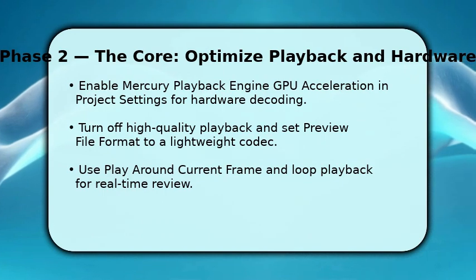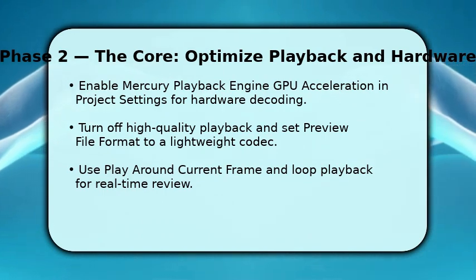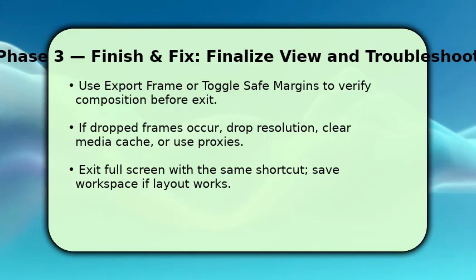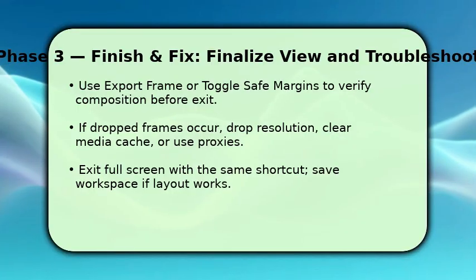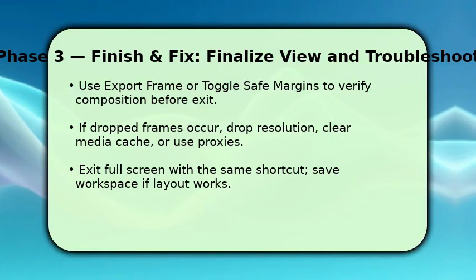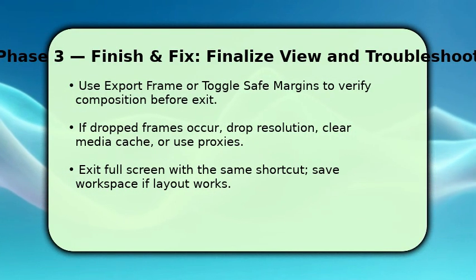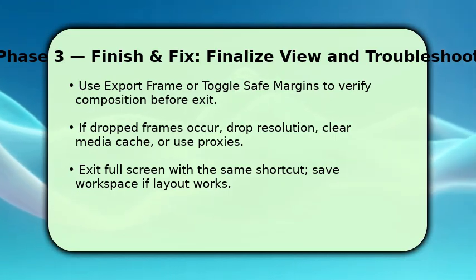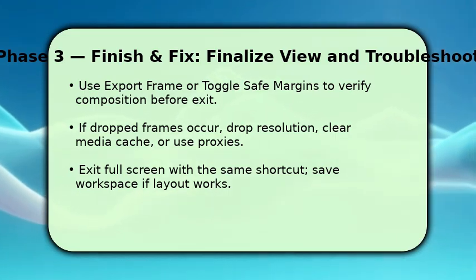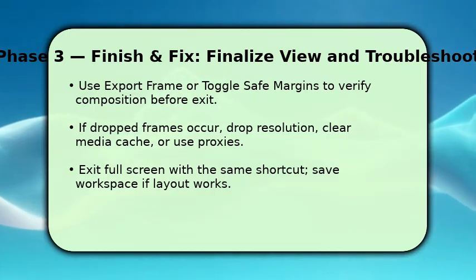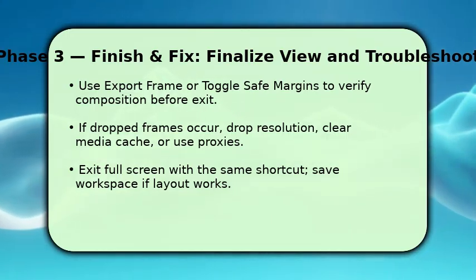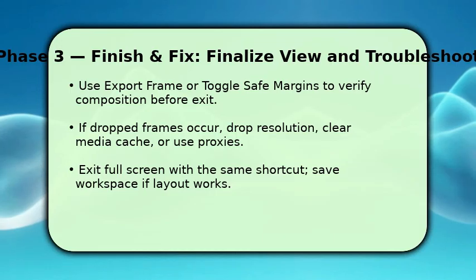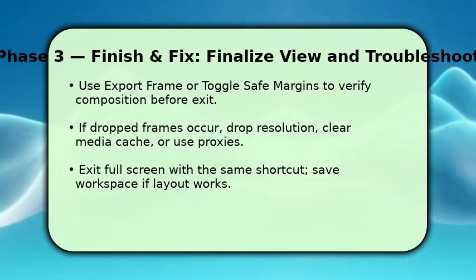Finish by confirming your full screen review. Use export frame or toggle safe margins to verify framing and composition before you stop. If playback shows dropped frames or audio drift, drop the playback resolution, clear Premiere's media cache, or switch to proxies. These fix performance without changing edits. Once satisfied, exit full screen with the same keyboard shortcut you used to enter, and save your workspace if the layout and performance are ideal.